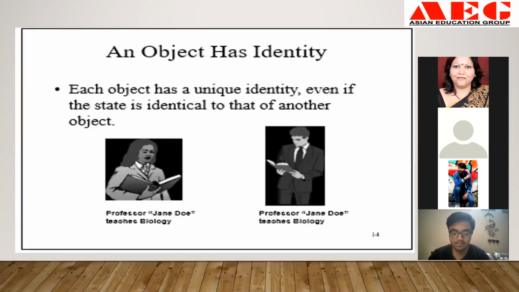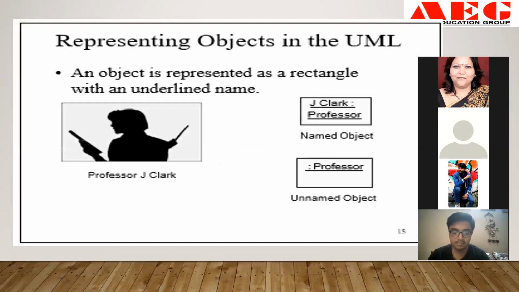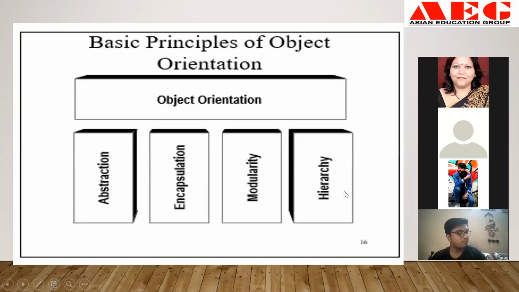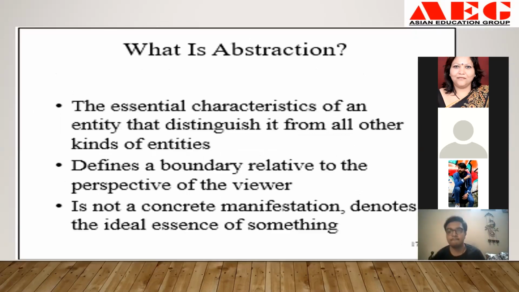Then you have an object has unique identity. We had seen how we can represent an object in a UML diagram. This is an example of a named object, in which we are giving a name to an object, and another is an unnamed object. We had already discussed it. Basic principles we had studied, like abstraction, encapsulation, modeling, hierarchy, and so on.